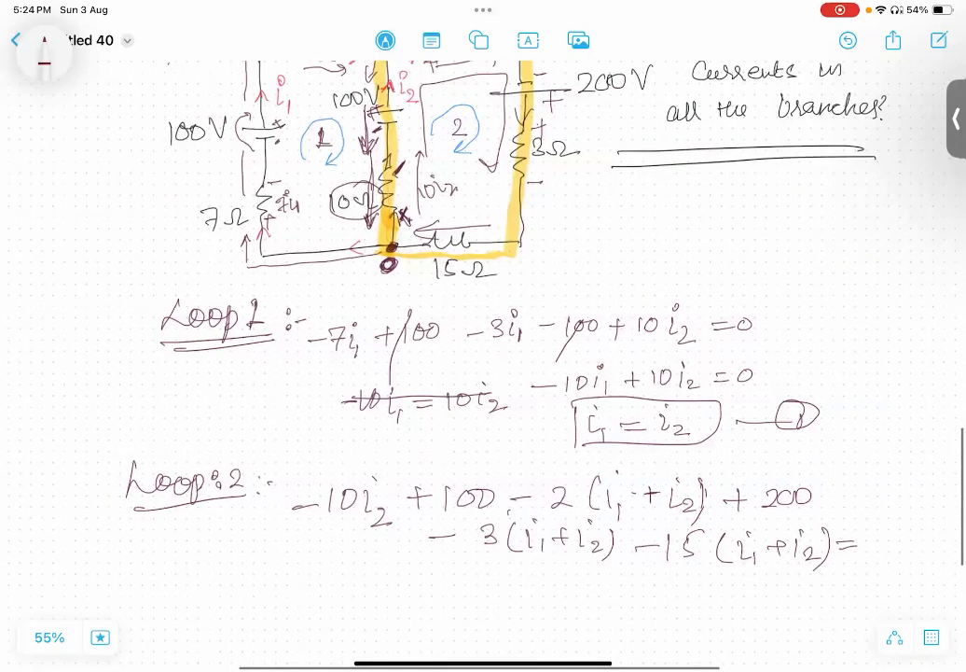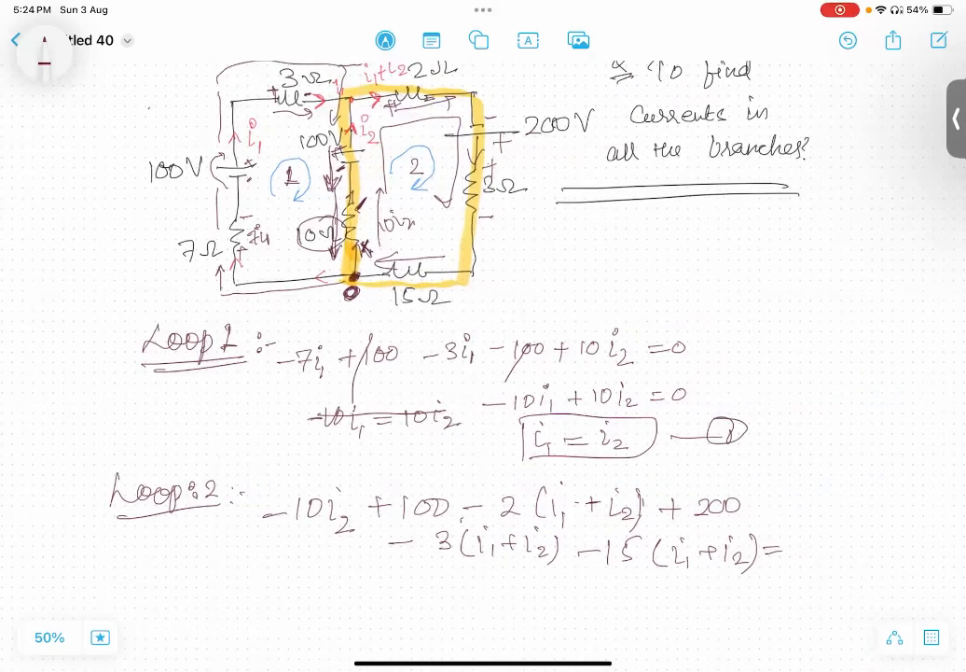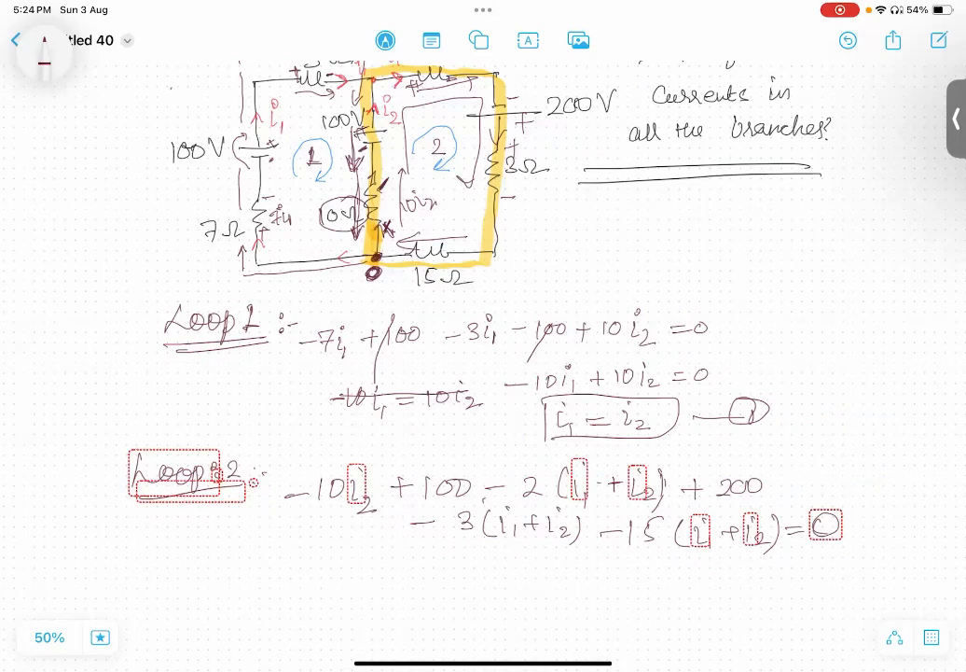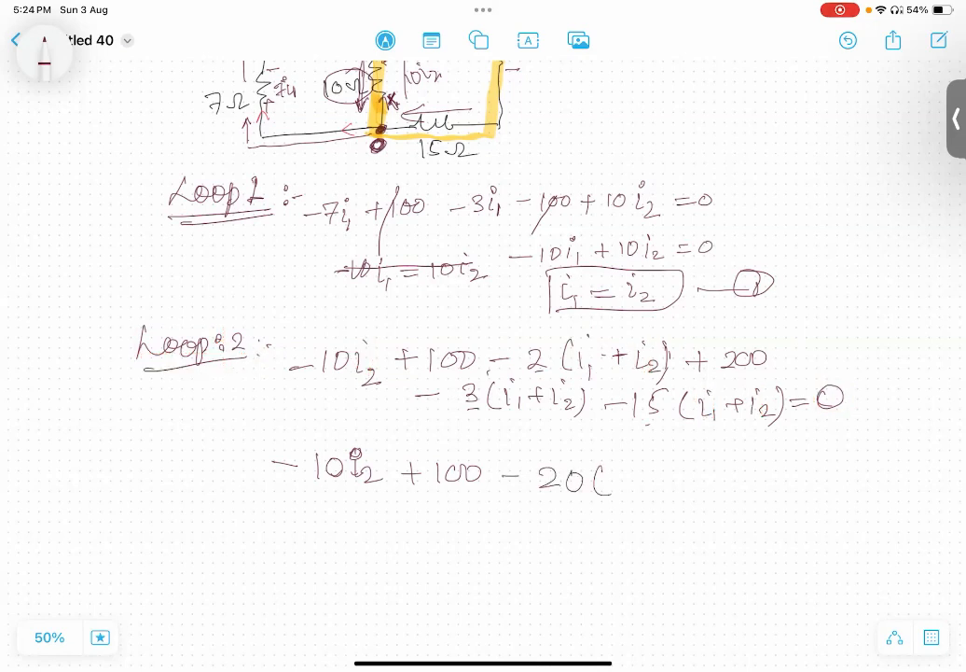Yeah, there was some technical error. We now know how we wrote this statement of KVL in loop second as well. We will move further and we will get one more equation from here. The equation will be minus 10 I2 plus 100, minus 2(I1 plus I2), plus 200, minus 3(I1 plus I2), which becomes minus 10 I2 plus 100 minus 20 I1 plus I2 plus 200 equals to 0.